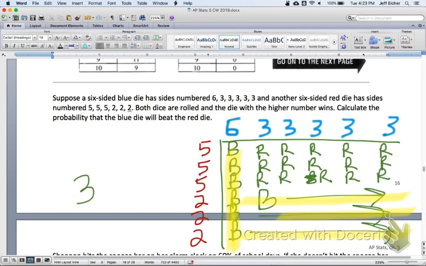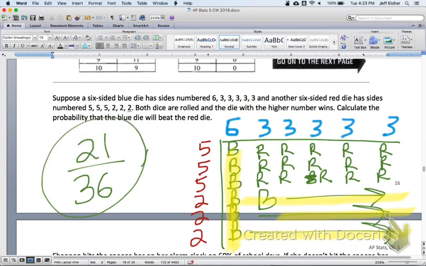We have a total of 36 options in our sample space. And how many do we have there? 6, 6, and 6 is 18 plus 3. So 21 out of 36 would be our probability that the blue die wins, which simplifies to 7/12. So a little over half the time the blue die wins.